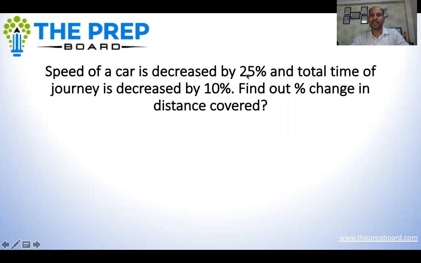That is, speed of car decreased by 25%, and total time of journey decreased by 10%. What is the percentage change in distance covered? Okay, so we know that distance equals speed into time. So change in speed is minus 25%. Change of time is minus 10%. Resultant should be minus 25 minus 10 plus minus 25 into minus 10 upon 100.